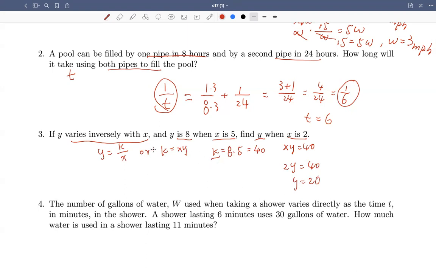What did we do? We recall the formula of varies inversely. Either we use Y equals K over X, or we use the constant K equals XY. Doesn't matter which one. We're given Y is 8, X is 5. So we get K by multiplying those to get 40. So we have a specific equation, X times Y equals 40. The question is asking, what is Y when X is 2? So we get 2Y equals 40, so Y equals 20.